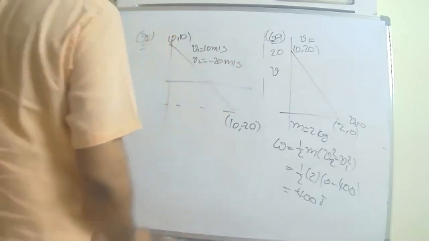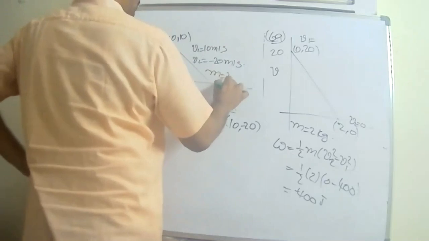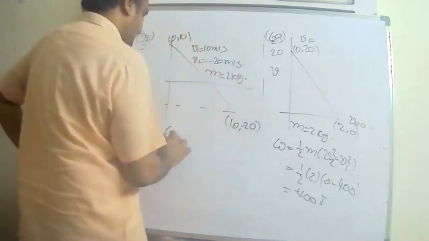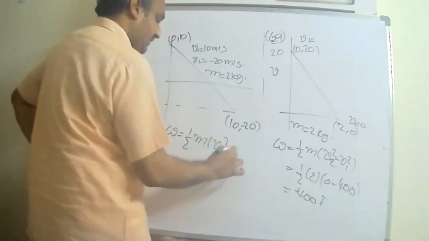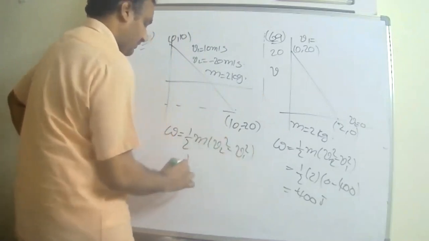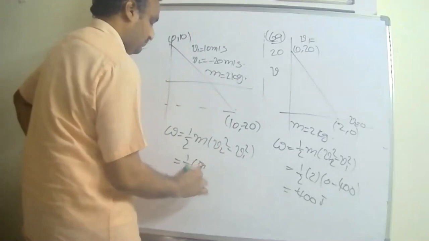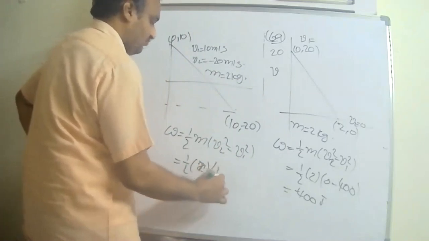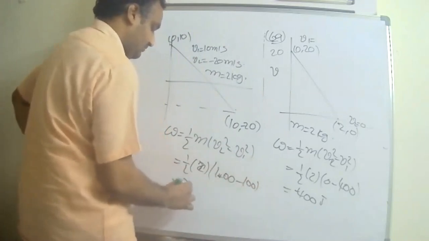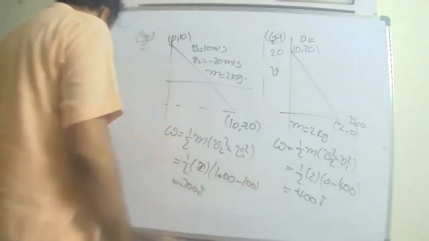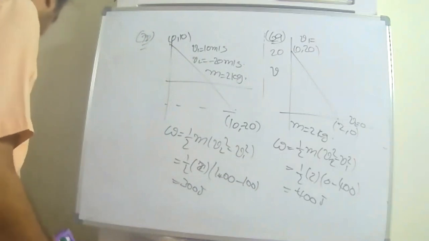Mass is 2 kg. So work done: work done is equal to half m (v2 square minus v1 square). 1 by 2, v2 square is 400 minus 100. That is 300 joules. Okay na?